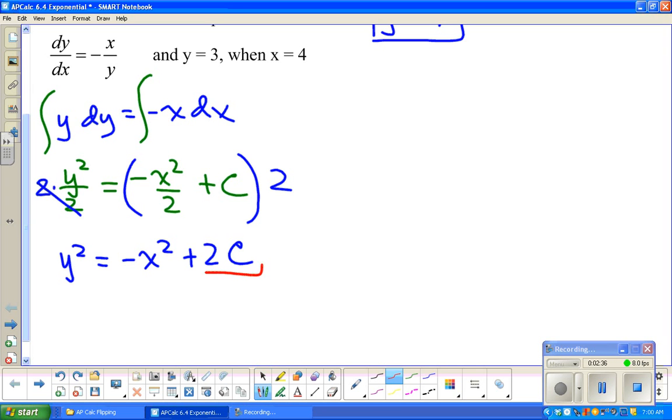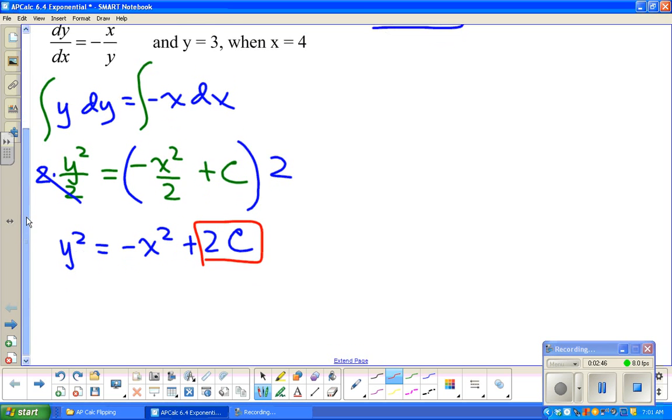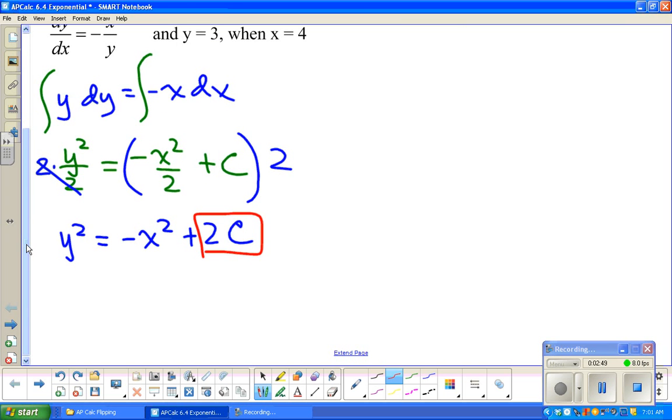This little guy right here is 2 times a constant, is still just a constant. And I will tell you that in most calculus classrooms, they will play pretty fast and loose with these c values. And so they'll replace this 2c and they'll just call it c. Just so you can keep it straight, I'm going to kind of call this c1. And you don't really have to do this. You can just call it c.